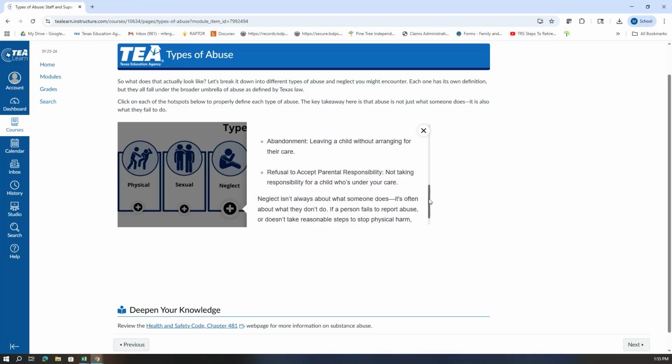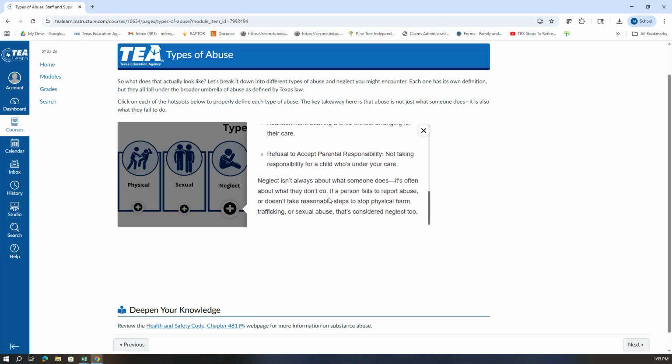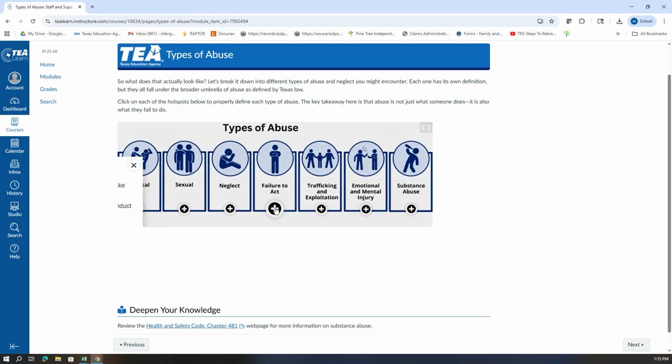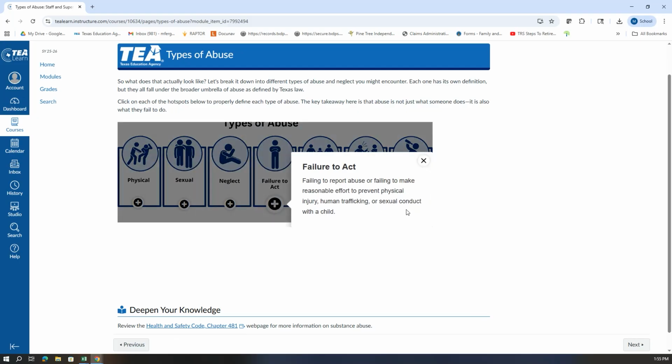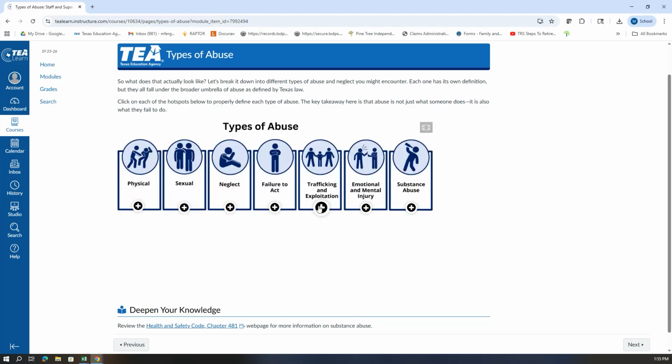Neglect isn't always what someone does, it's often about what they don't do. If a person fails to report abuse or doesn't take reasonable steps to stop physical harm, trafficking, or sexual abuse, that's considered neglect too. Failure to act: failing to report abuse or failing to make reasonable effort to prevent physical injury, human trafficking, or sexual conduct with the child.